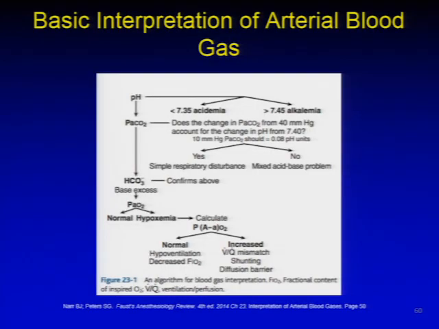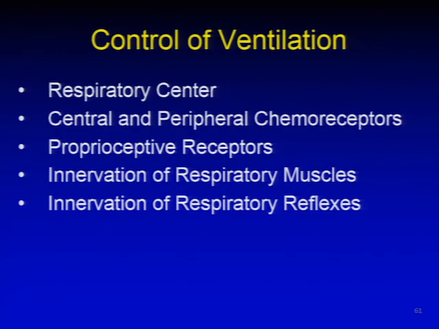The basic interpretation of ABG should be something you are familiar with by now, starting with the pH, really to define acidosis or alkalosis. Then looking at the PaCO2, keeping in mind that for every 10 millimeters of mercury rise in the PaCO2, the pH should drop around 0.08. To make the math easier, a 0.1 reduction in pH for every 10 rise in PaCO2 is easier to remember. It will help you not to miss mixed acid-base problems.